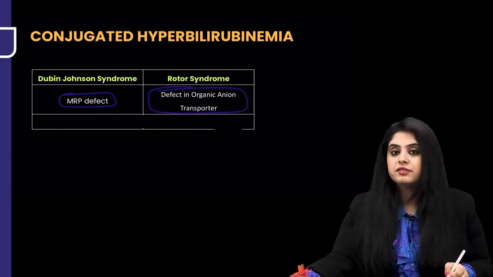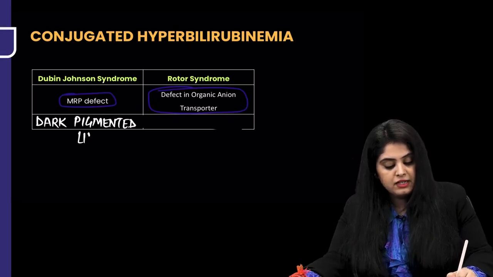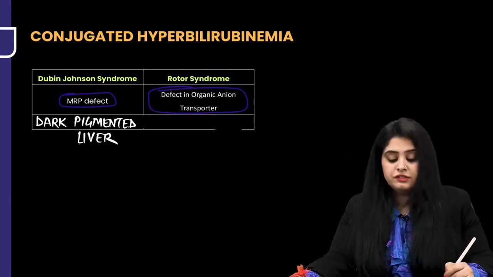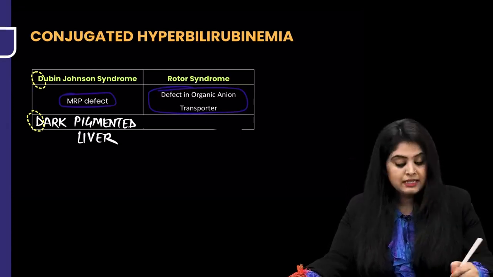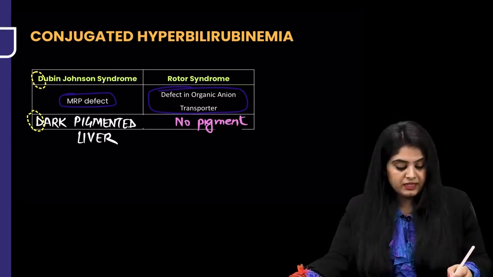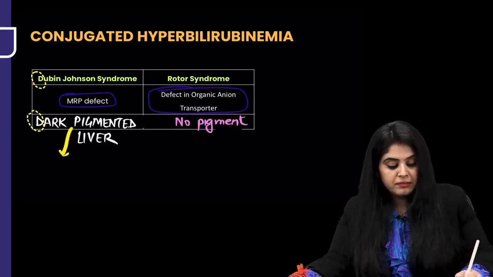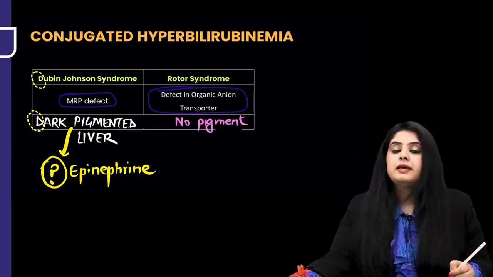The question that comes is which of them has a dark pigmented liver, and that is Dubin-Johnson. So please remember D for Dubin-Johnson, D for dark pigmented liver. That is going to be seen, whereas in Rotor there is no pigment that you see. Now coming back, what is this pigment? In Dubin-Johnson, the dark pigment is known to be epinephrine.